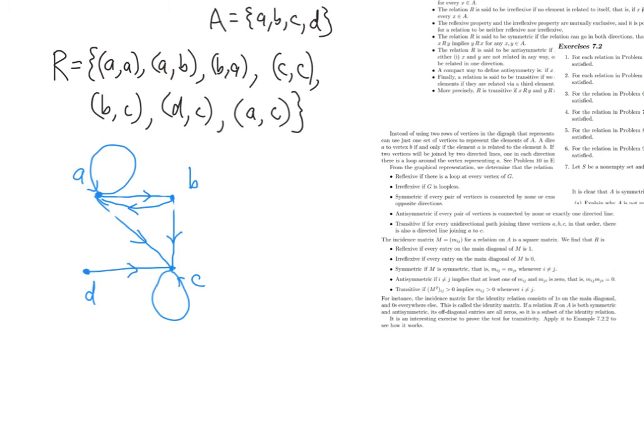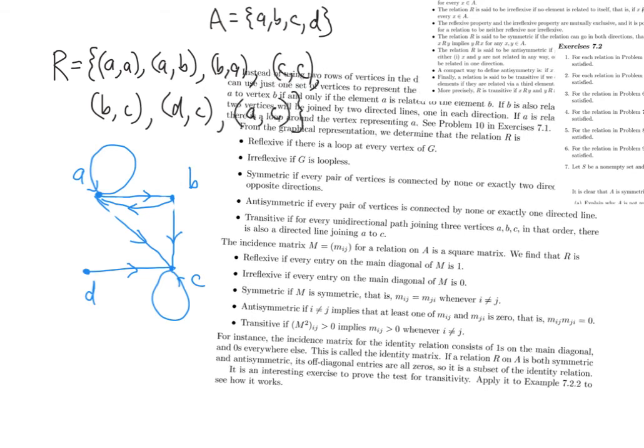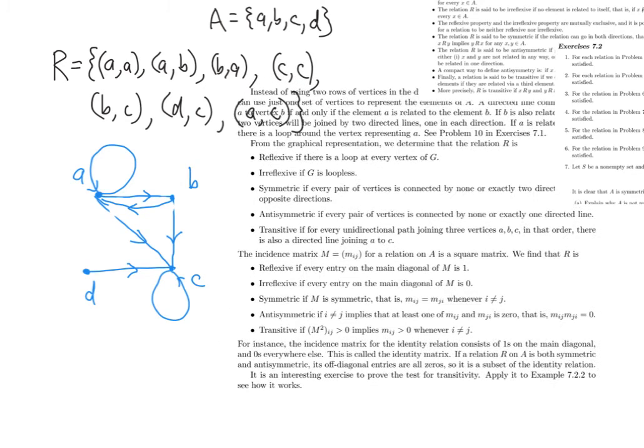Now let's look at these criteria to look for in a digraph and review what we just talked about. Looking at the digraph representation of a relation, that relation will be reflexive if there's a loop at every vertex of G. Remember, we added in some loops to make it reflexive temporarily just for exploration. Irreflexive if there's no loops at all. Remember when we erased the loops.